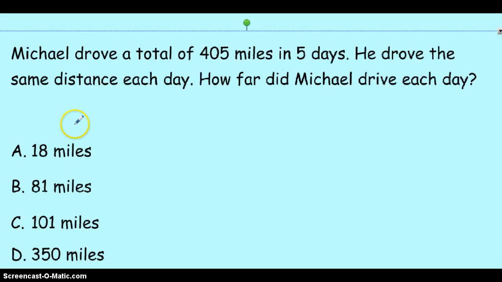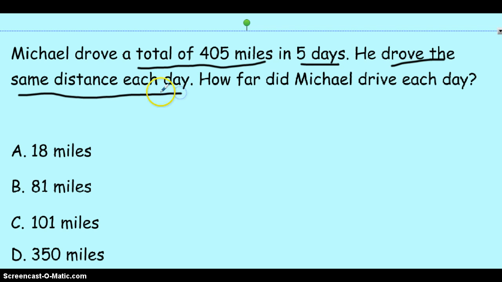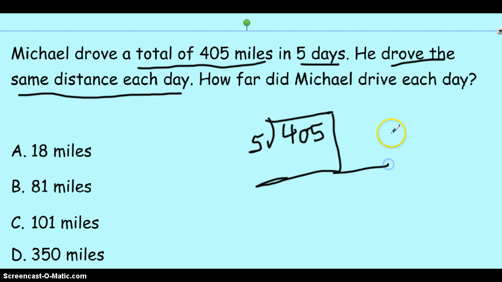On to the next one. Michael drove a total of 405 miles in 5 days. So there's a total again. He drove the same distance each day, so there's equal amounts separating that 405 miles. So again, this is a division problem. So we have 405 divided by 5. Again, I want to group as large as possible.